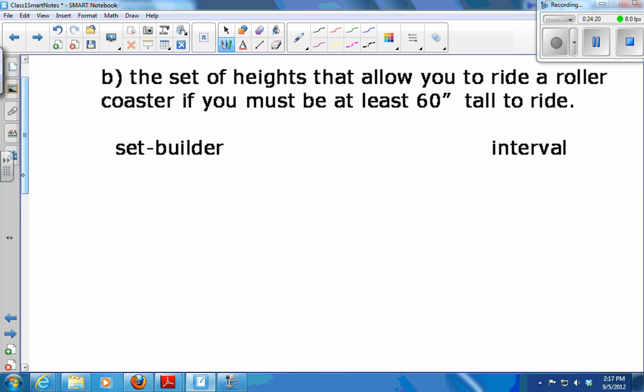Okay, so what if I wanted to express the set of heights that allow you to ride a roller coaster if you have to be at least 60 inches tall? Sure. So we'll say the set of all x such that 60 is less than or equal to x. Good. Yeah. X has to be bigger than 60. Or you could write it that way too.